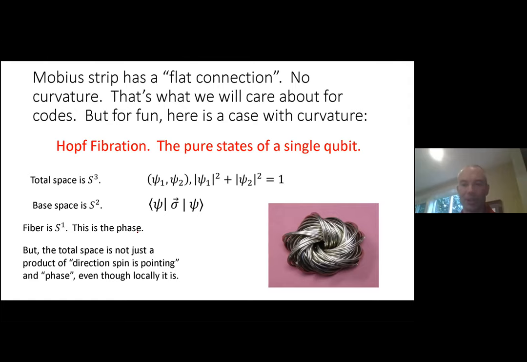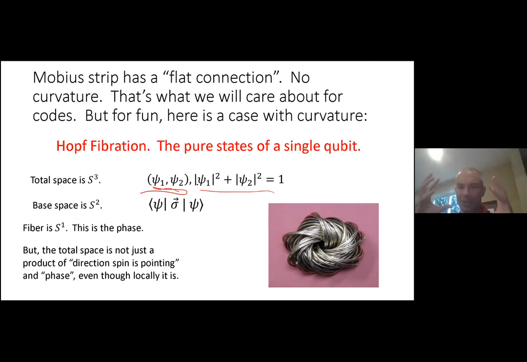If you have a single qubit, the wave function has two complex numbers, psi one and psi two, normalized so that the sum of squares equals one. Two complex numbers is the same as four real numbers, and the sum of their squares is one. That is S3. It's a three-sphere, not a sphere that sits in three-dimensional space, that's S2, but a unit sphere in four-dimensional space. So it's S3. That's the total space. The base space: you can compute the expectation value of the three different Pauli matrices, sigma x, sigma y, sigma z, and that gives you a unit vector on S2, which is the base space.